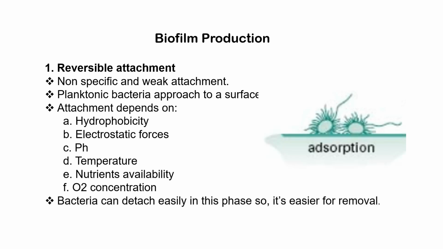Now, biofilm production. The first stage of biofilm production is reversible attachment. It is a non-specific and weak attachment. In the beginning, planktonic bacteria approach the surface. The attachment depends on hydrophobicity, electrostatic force, pH, temperature, nutrition availability, and oxygen availability. Bacteria can easily detach in this phase, so it's easier for removal.